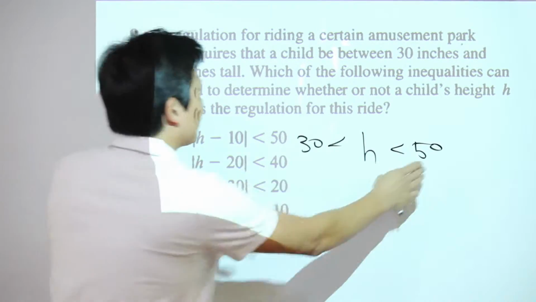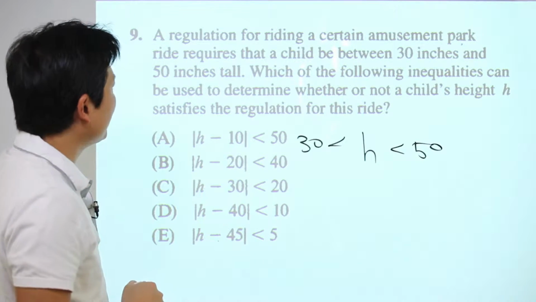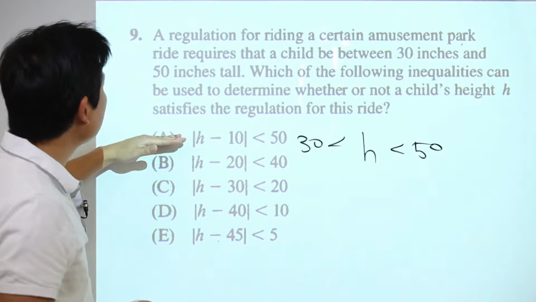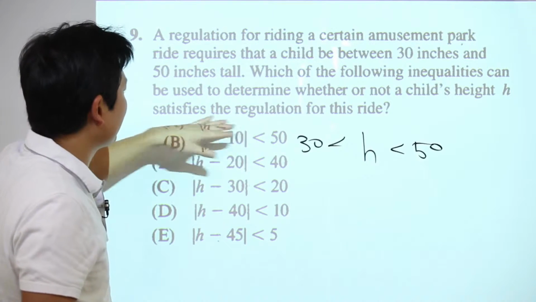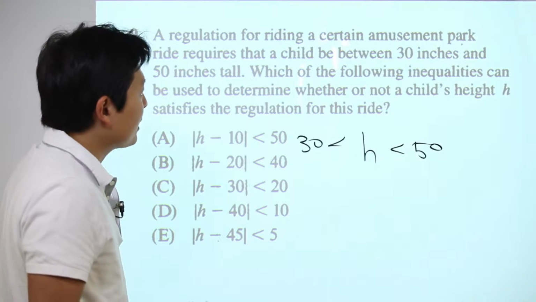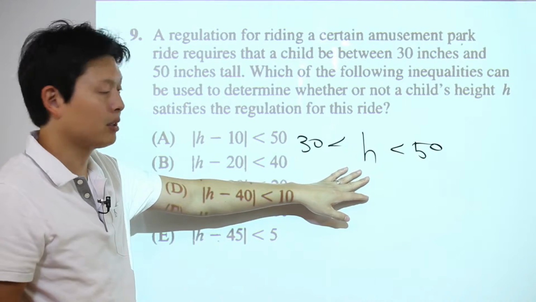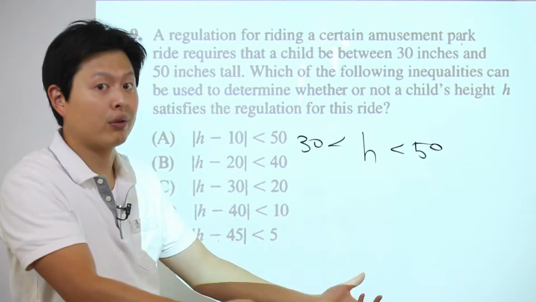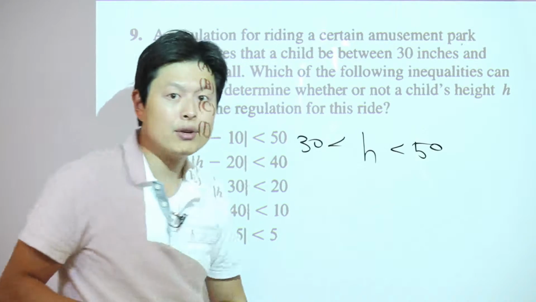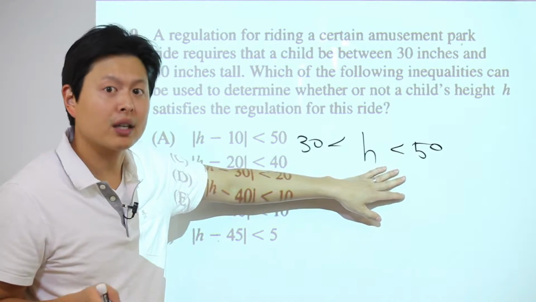So h is between 30 and 50 is what the first three lines say. Which of the following inequalities can be used to determine whether or not a child's height h satisfies the regulation for this ride? Well, actually, this is the inequality that determines whether a child can be on the ride or not. If your height is between 30 and 50, you can go on the ride. If it's outside of that range, you can't. So this is your answer. This is the correct answer.